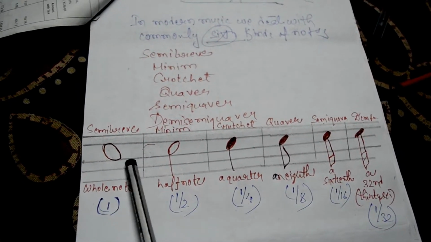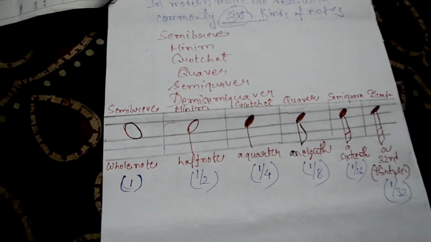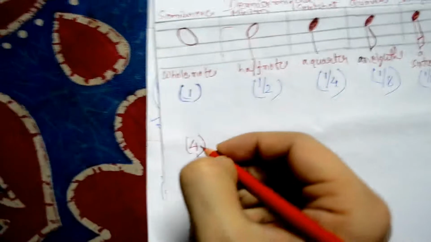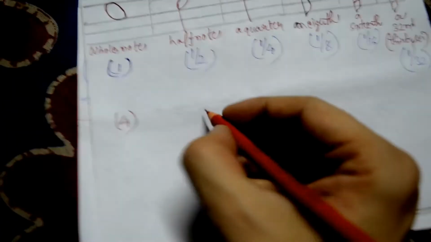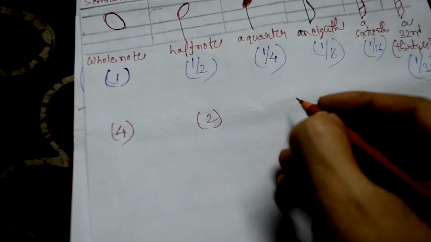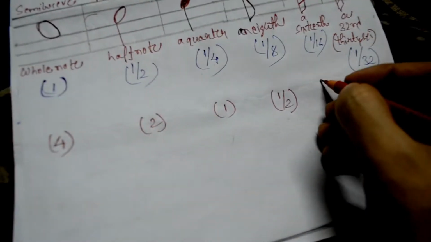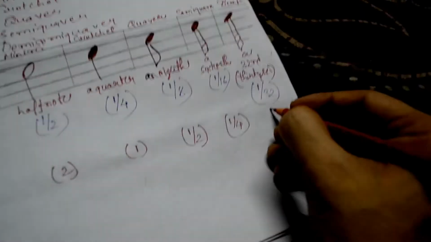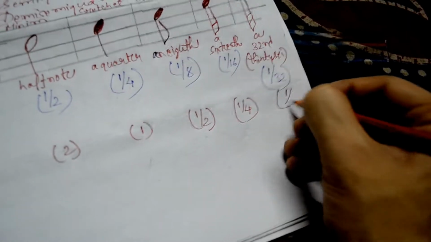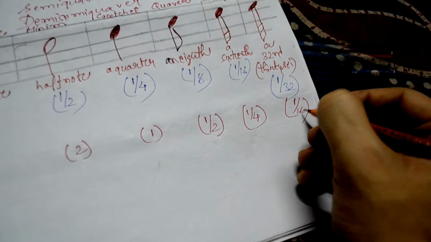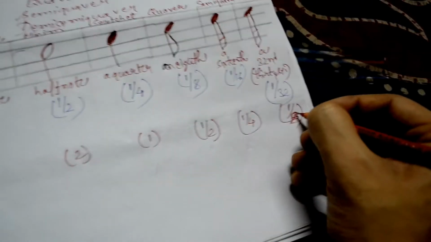Another thing I would like to mention here is that for the whole note I have taken the count as 1. I can also take the whole note as 4. If I take it as 4, then this would be 2, and this would be 1. This would be half, 1/4, and this would be 1/8. Same concept, it is just getting halved.